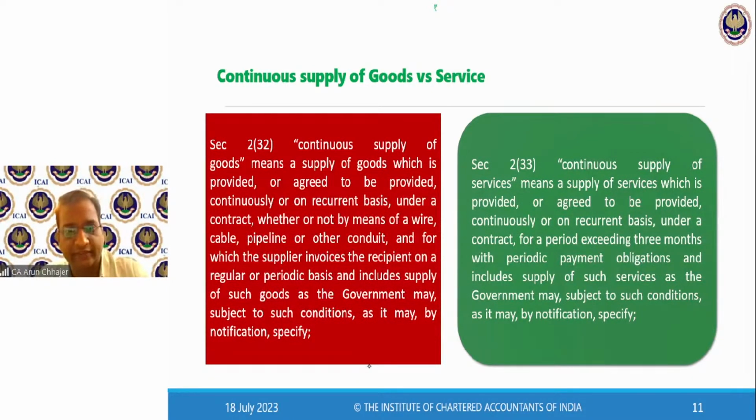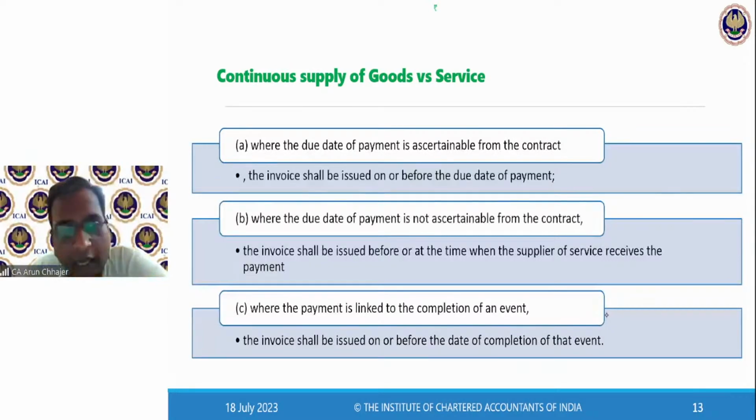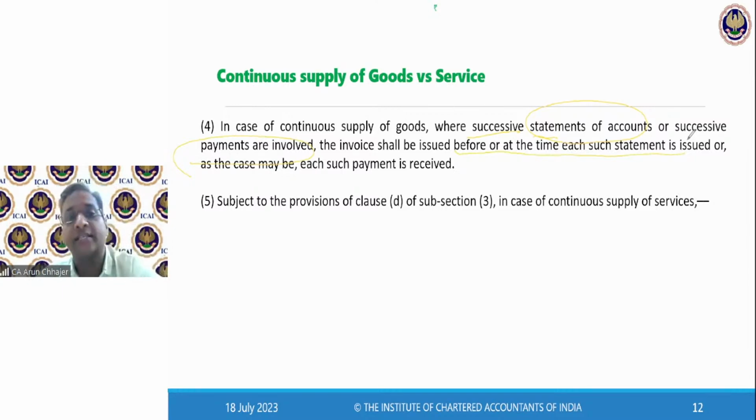A slight amendment has happened, right? Now, if it is a continuous supply of goods, then statement of account, successive statement of account or successive payment are involved. The invoice shall be issued before or at the time the statement is issued or, as the case may be, payment is received. So if the statement of account or successive payment is on a weekly basis, I am required to issue the statement to you, or on a fortnightly basis you are releasing the payment to me. So you have to issue the tax invoice to the extent of statement of account or to the extent of payment received.